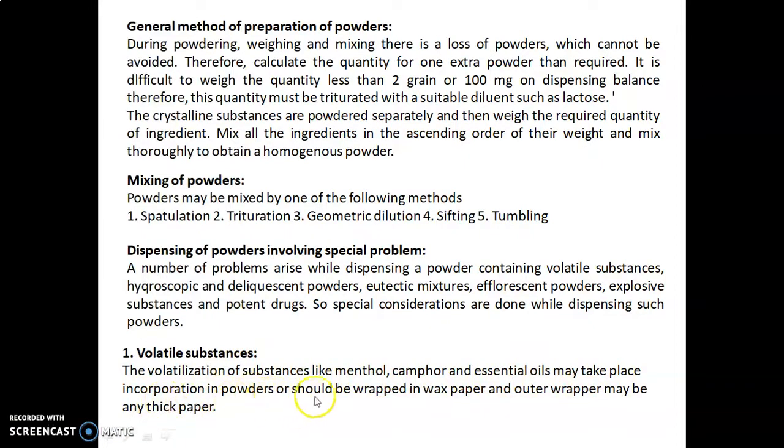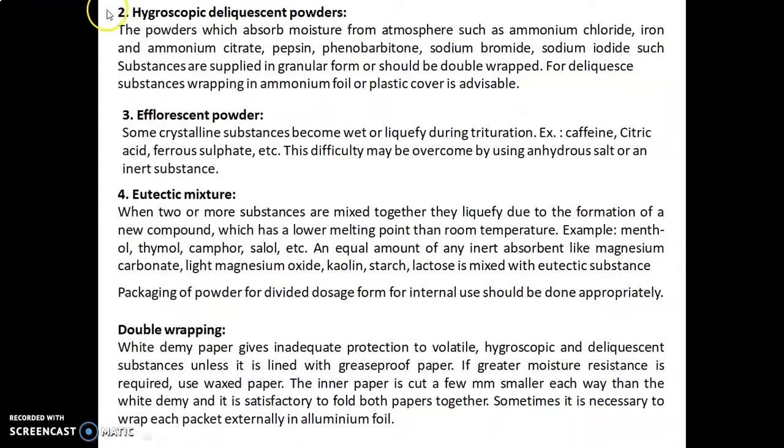Incorporation in the powders should be wrapped in the wax paper and the outer wrapper may be any thick paper. Then second one, for hygroscopic and deliquescent powder, the powder which absorbs moisture from the atmosphere, such as ammonium chloride, iron and ammonium citrate, pepsin, phenobarbital, sodium bromide, sodium iodide. Such substances are supplied in the granular form or should be double wrapped. For deliquescent substances, wrapping in aluminium foil or plastic cover is advisable.